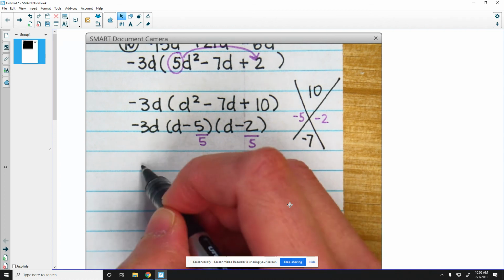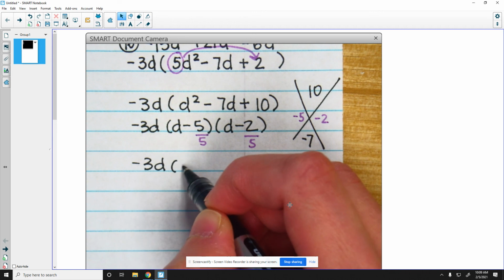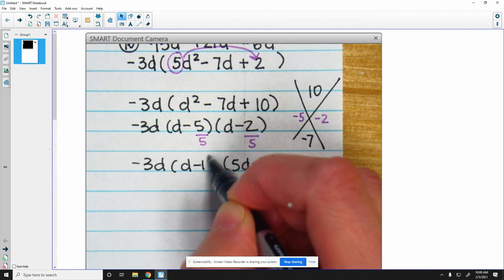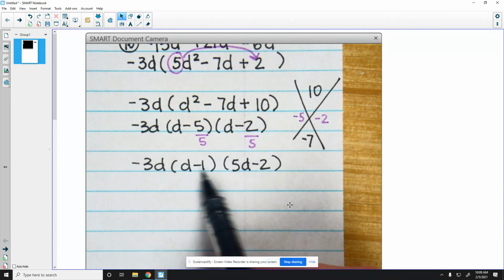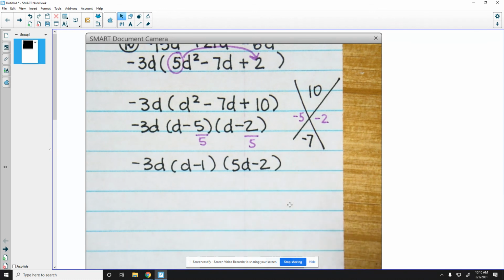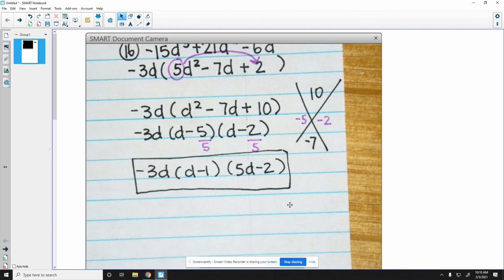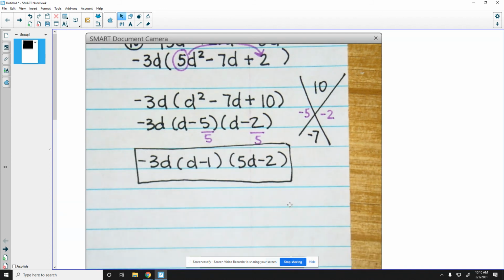-3d, parentheses, 5d minus 2, parentheses, d minus 1. Vaughn said it in another order. She put this one first and that one second. Is that okay? Yeah, same thing, right? If you write it in a different order, it doesn't matter. It's the same thing. All of her positives and negatives are the same as mine, so it's good.